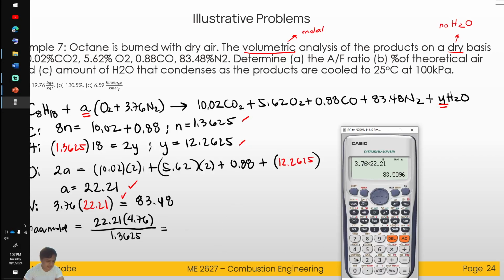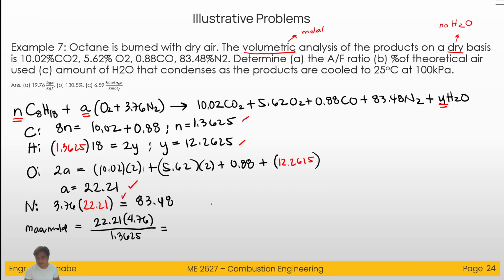So solving for this, you have 2.91 times 4.76 divided by 1.3625. So you have 77.59. Just checking if this is correct. 77.59. So it is off in my notes, but anyways, it is still relatively right.